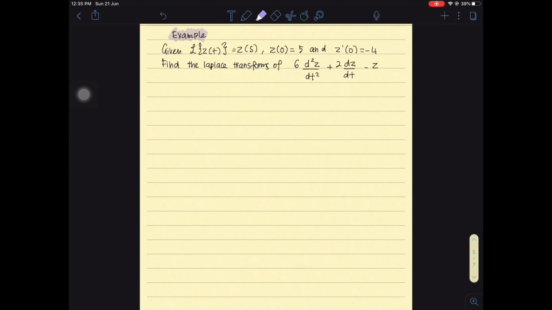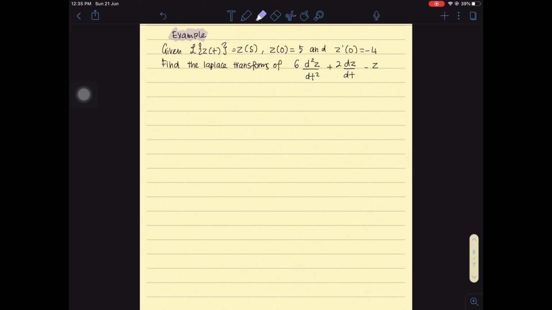In this example, given that the Laplace transformation of z(t) is equal to Z(s), because now you have an equation of z in terms of t, therefore your Laplace transformation of z(t) is the capital Z in terms of s. And given z(0) is equal to 5 and z'(0) is equal to -4, you need to find the Laplace transformation of 6 d²z/dt² plus 2 dz/dt minus z.